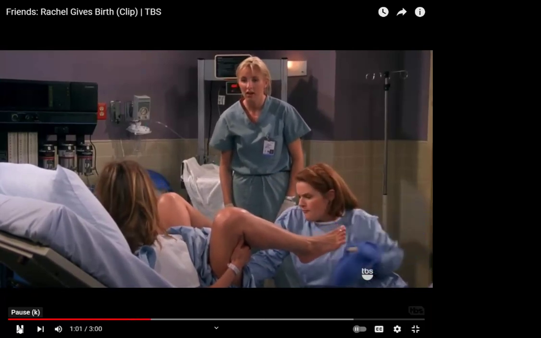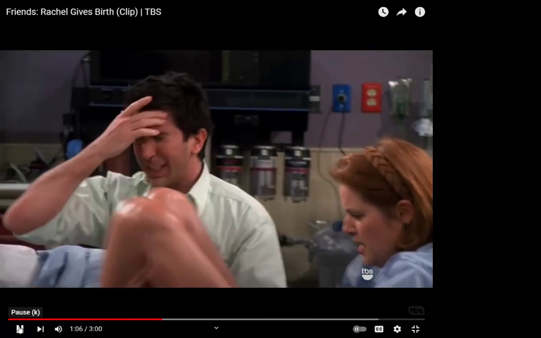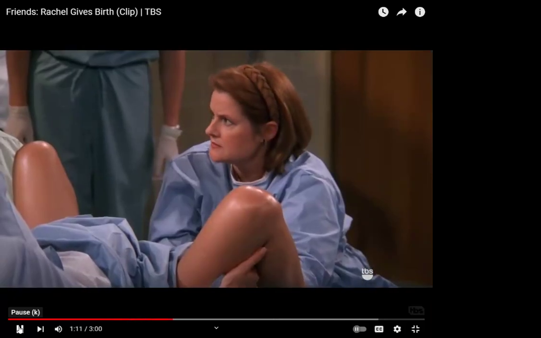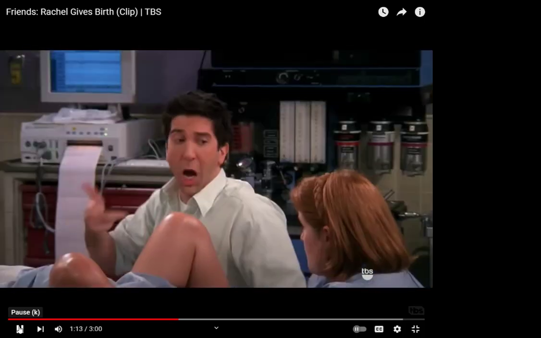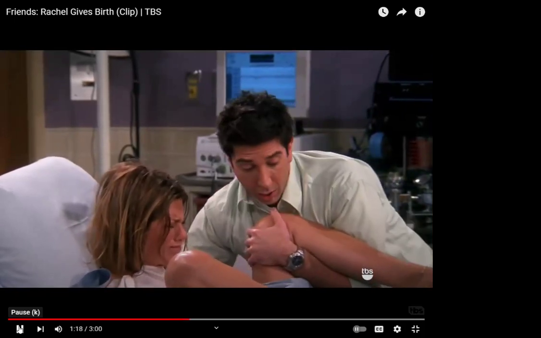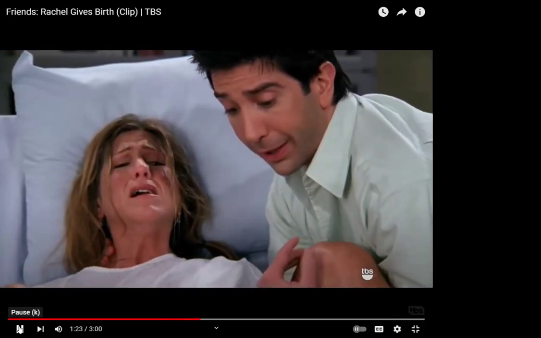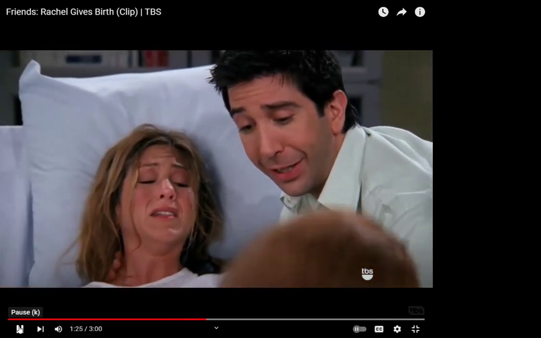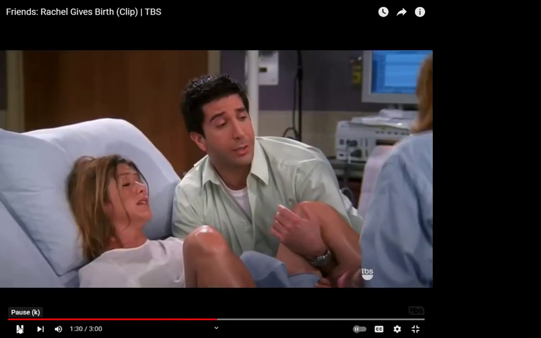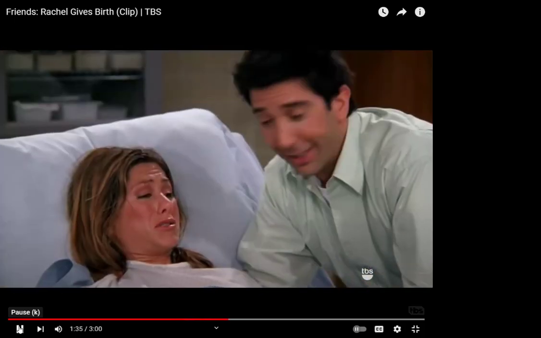Keep pushing! Are you okay? You have no idea how much this hurts. Keep going! Keep going! Here we go. Oh, she's upside down, but she's coming. She's coming. Oh my God, she's here. Oh, she's perfect. Oh, she's so tiny.